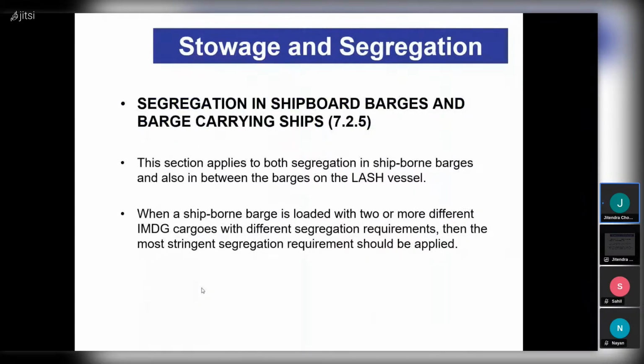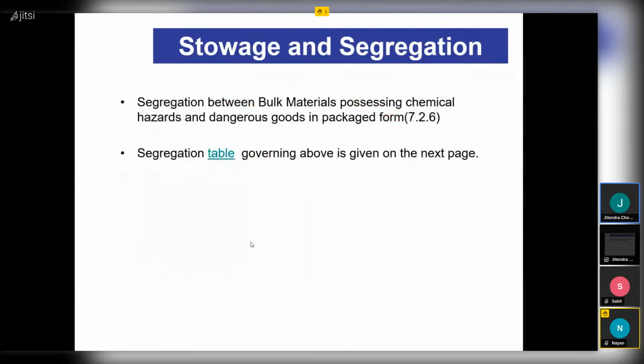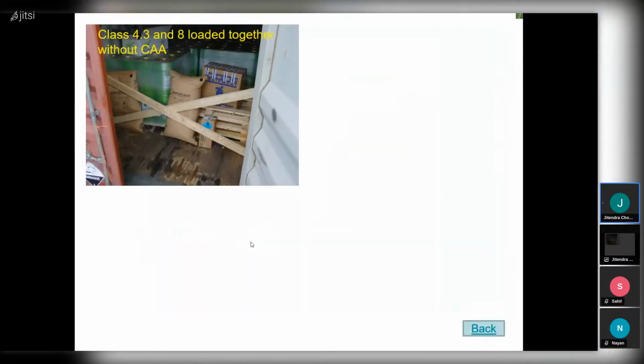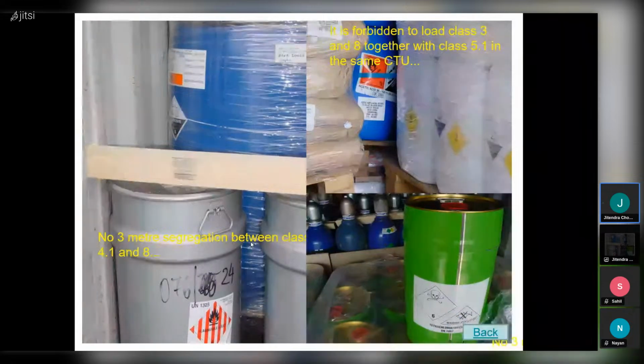Segregation is also required in barges or any small ships. They are called lash vehicles, light dredge, light anchor, ship handling. Ship-borne barges are loaded with different IMDG cargoes. Also, sometimes they are loaded, that is, packed. So the same requirements of segregation apply. As we saw, these should be stored far away. Wrong classes and incompatible classes should not be stored together.